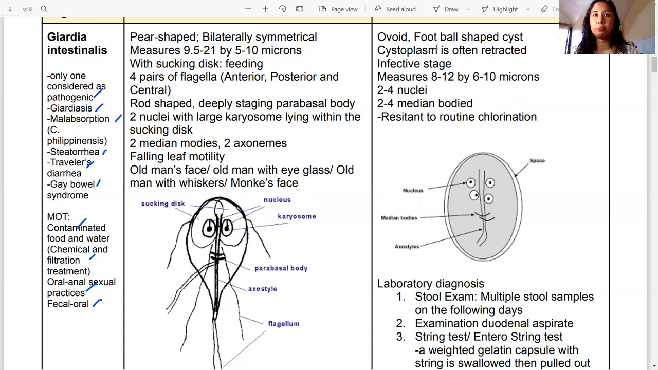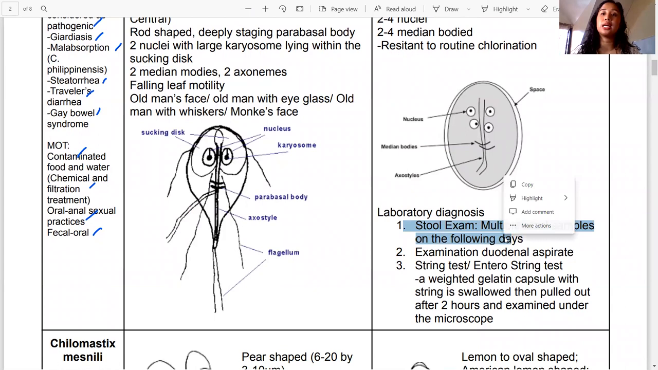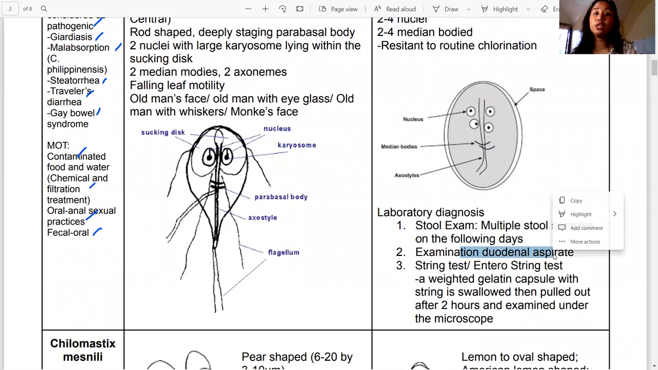Class, the way to test for Giardia intestinalis is not just one stool sample but multiple alternate samples. If there are symptoms, just check. That's how it is, because sometimes it's very difficult to capture this parasite. A more probable way to get Giardia is a duodenal aspirate.